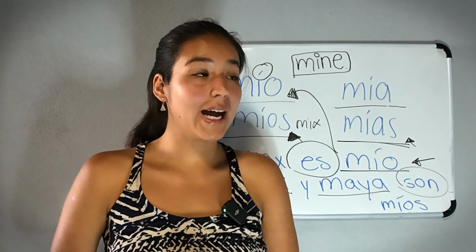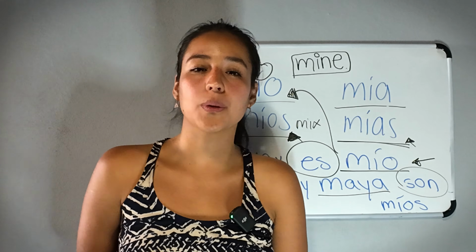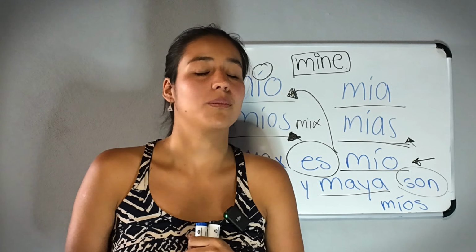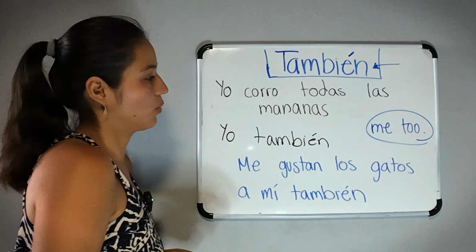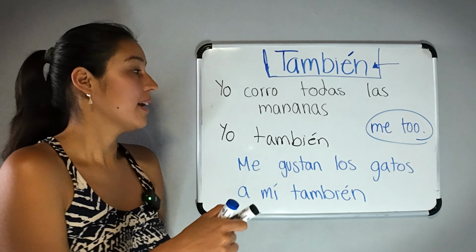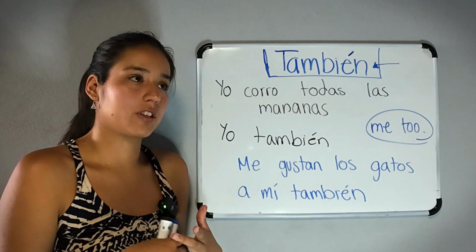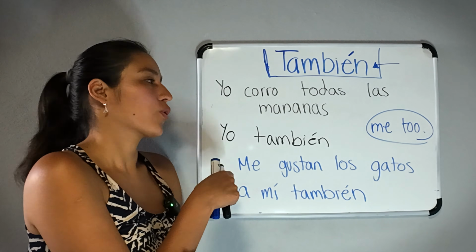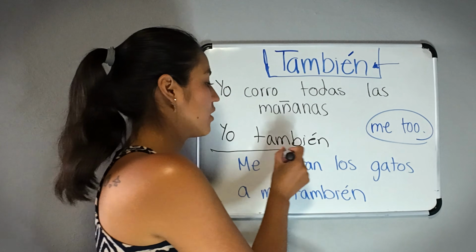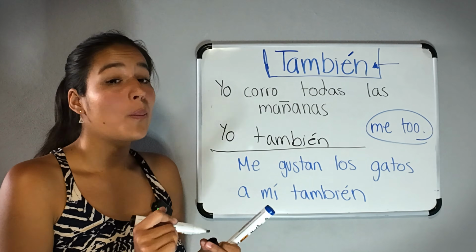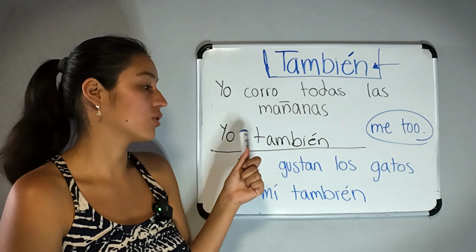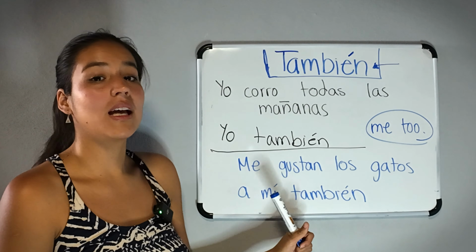Okay, well, this is everything about explaining the difference when we use each one. But now I have a bonus. I have when to use también and tampoco and how to use it, because you can use it with yo or with mí. So let's see the difference. Okay, so let's check this. We're going to work with también, and it's going to be me too. We have two examples. I'm going to first tell you the examples. Yo corro todas las mañanas. And you answer, yo también. But then I have, me gustan los gatos. And I don't answer yo también. I answer a mí también.